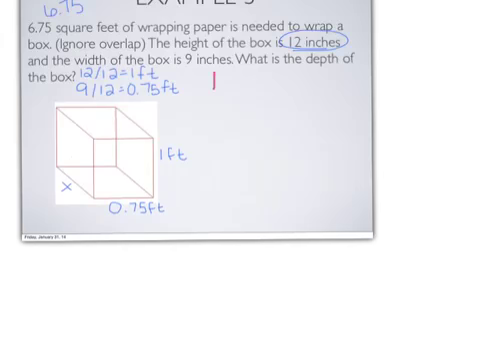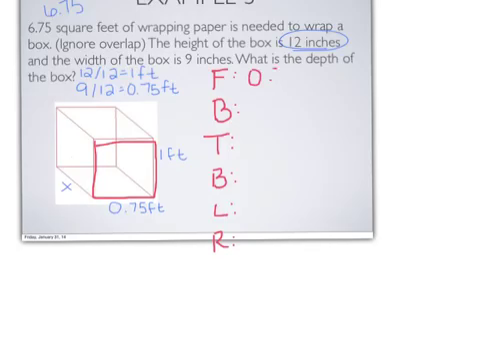So I'm going to do front, back, top, bottom, left, and right. Okay? So the front of this box is here. So what do I multiply for that? 0.75 times 1. Good. Is that 0.75? Yep. So that equals 0.75. So what does that mean the back is going to be?